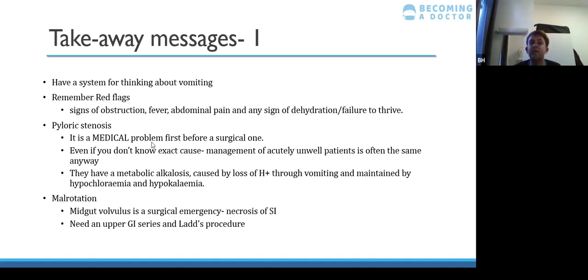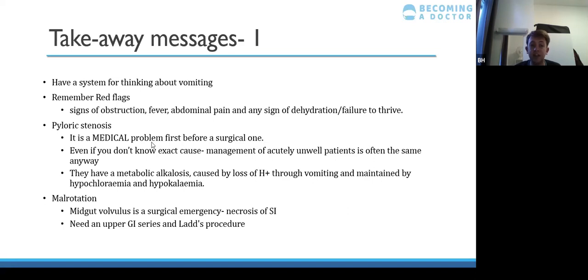And then also remember your red flags, because a lot of the time it doesn't matter what the cause is. It doesn't matter if it's GORD, it doesn't matter if it's pyloric stenosis. You've got a child who's unwell, you need to treat them. That'll be a lot of the questions in your exams. It won't be, what is the best treatment for this? It's what would you do in this specific scenario? That's why you really need to know whether the child is well or not well. So there are your red flags: signs of obstruction, fever, abdominal pain, and any signs of dehydration.